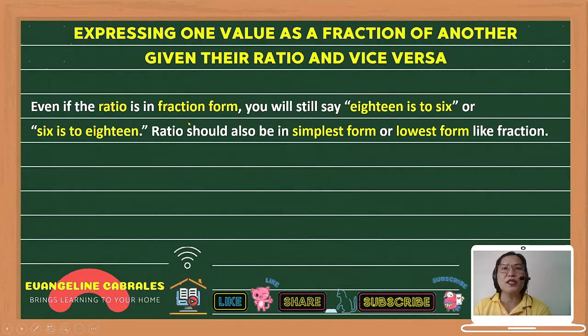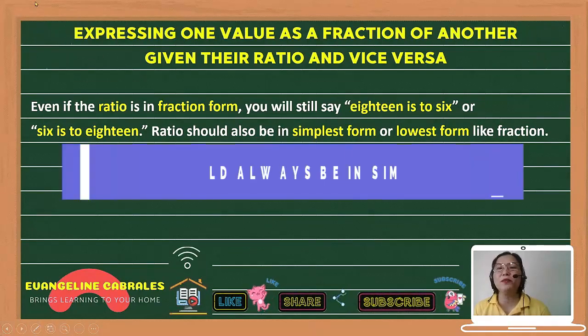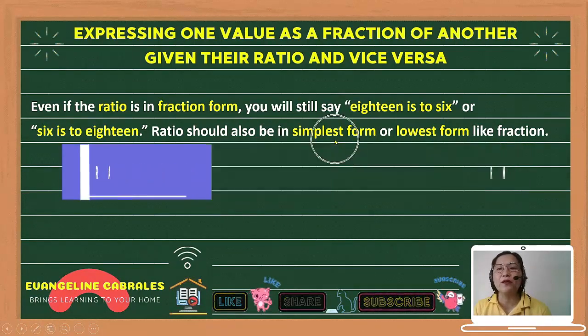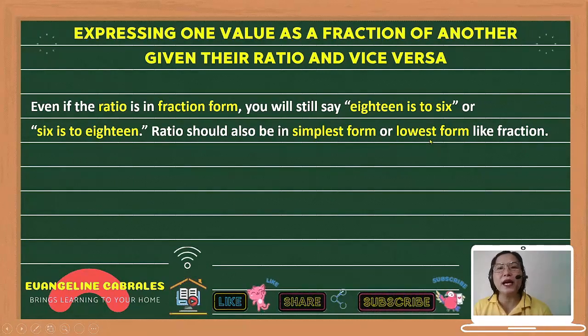Even if the ratio is in fraction form, you will still say 18 is to 6. O, yun yung sinabi ko kanina, na kahit fraction form ang itsura niya, ang pagbasa sa kanya ay kagaya rin ng pagbasa ng ginawa sa word form at colon form because we are treating it as a ratio. Or 6 is to 18 kapag vice versa niya. Ratio should also be in simplest form or lowest form like fraction. O yun naman ang kanyang magiging kapareho sa fraction. Kailangan nating ibigay ang kanyang simplest form or lowest form.